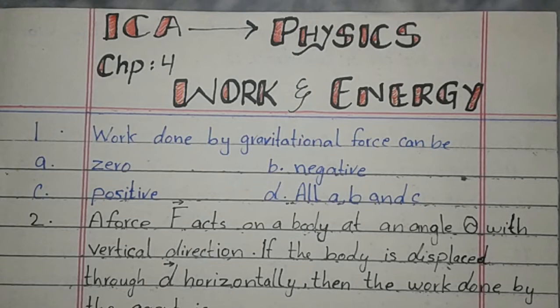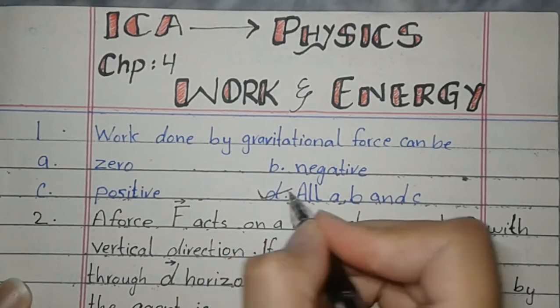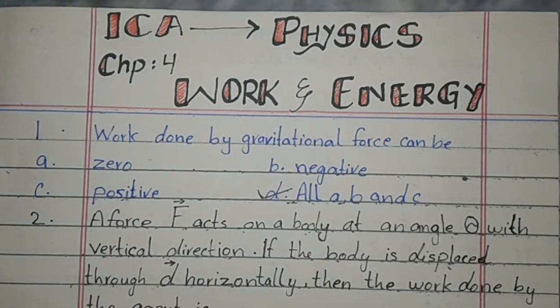First MCQ: work done by gravitational field force can be. Option A is 0, B is negative and option C is positive. So option D is correct. Work done by a gravitational force can be 0 if we carry a body through a closed path, and in that case the work done is 0.